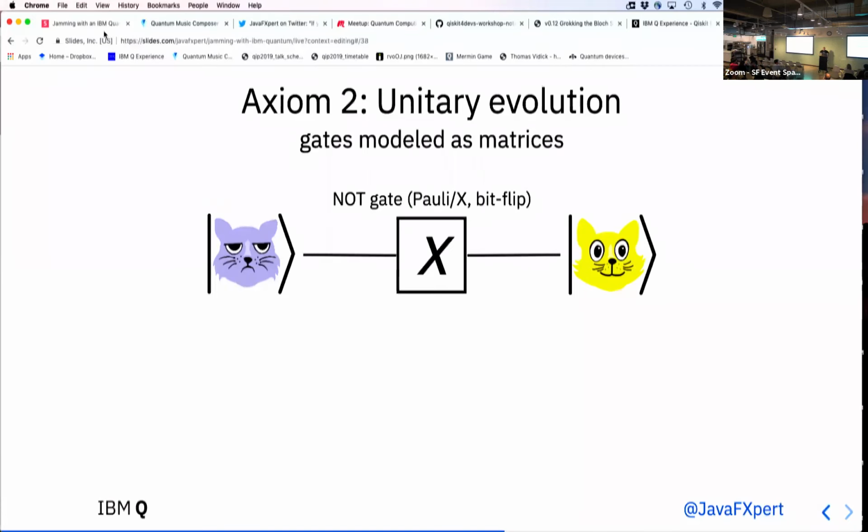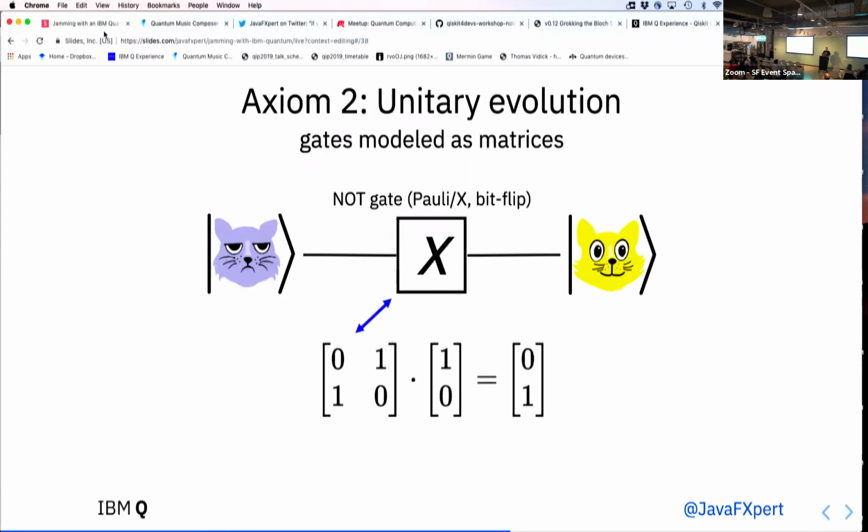So anyway, back to cats. We have a grumpy cat, and we can take that grumpy cat through a unitary matrix called an X gate, or NOT gate, or bit flip gate, and make that cat happy. And so it can be modeled with linear algebra. So here's the Pauli X gate. Pauli was a physicist. The Pauli X gate is modeled with a matrix that has 0, 1, 1, 0. And remember, grumpy cat is 1, 0. And then I multiply it by this matrix and I get 0, 1.